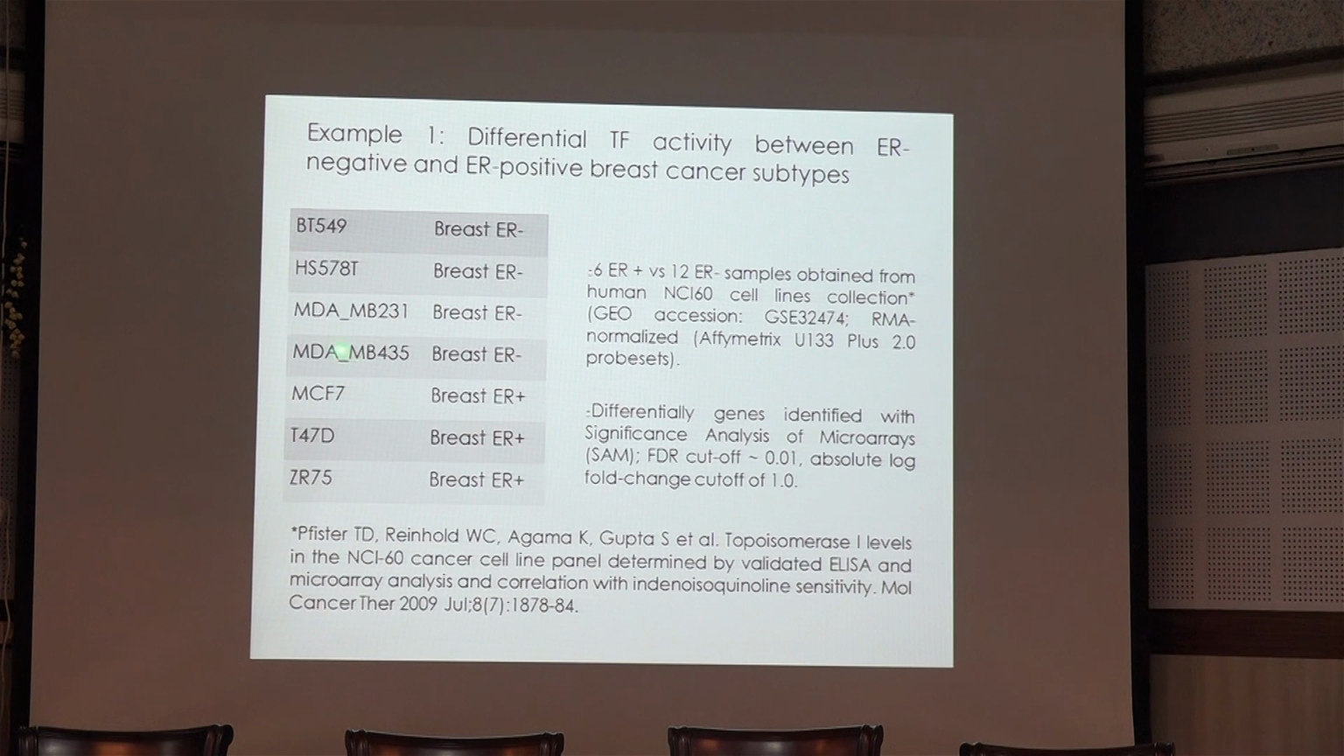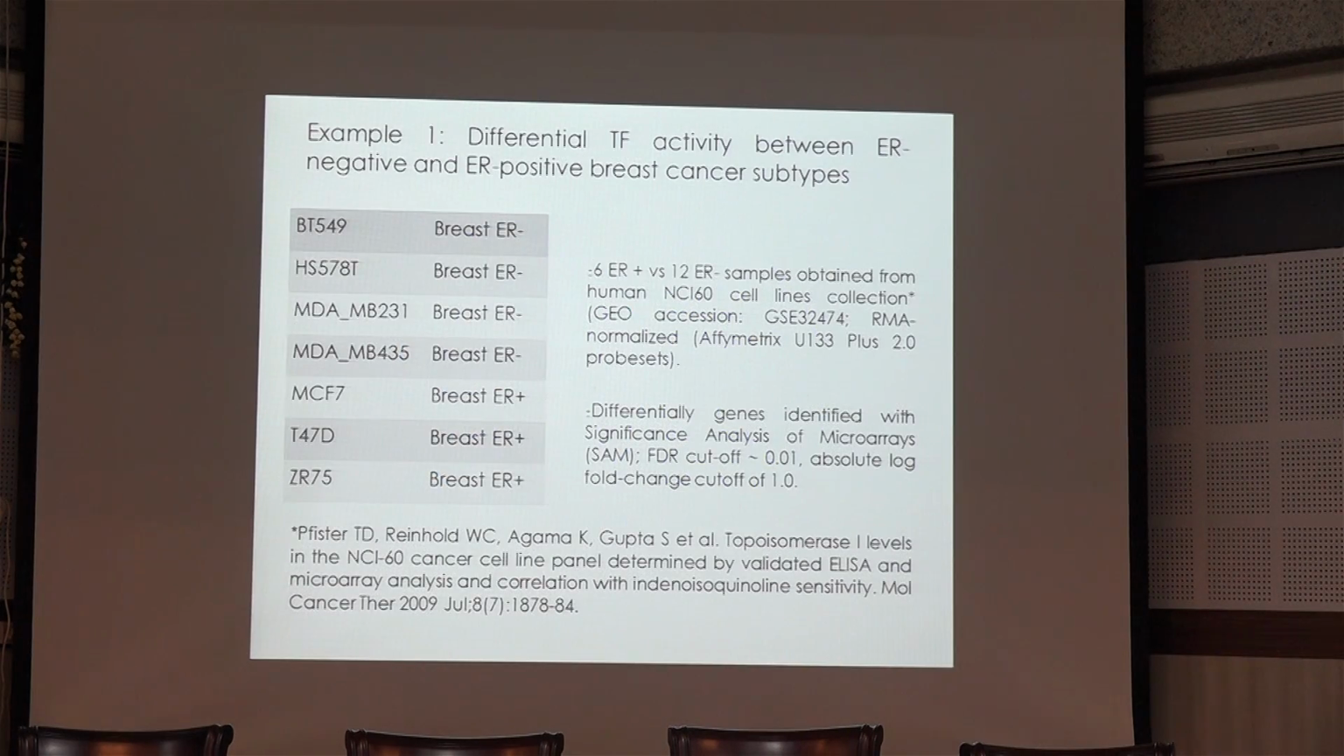We have picked it up from the literature, 3 ER positive data sets, and the microarrays which are available for all of them. We have actually run this method and tried to arrive at the set of transcription factors that control expression of so many different genes. So basically, we have 6 ER positive versus 12 ER negative samples obtained from these experiments, which are already shown on the slide here.